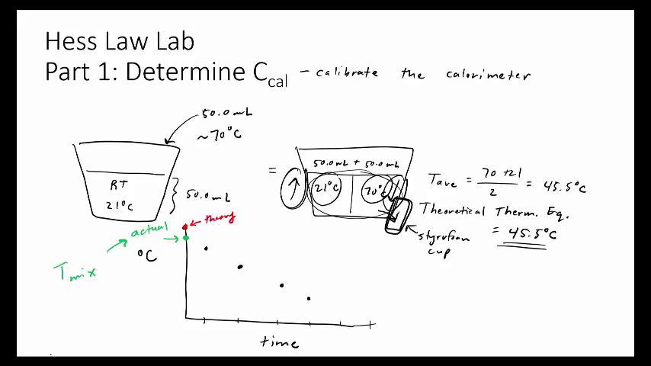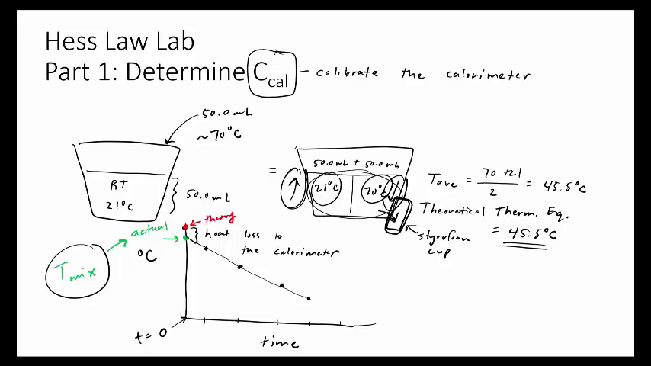The reason there's a difference between these two is because of heat loss to the calorimeter, to the styrofoam itself. The way you get this number is you graph these points and then extrapolate back to when time is 0. So this will be time equals 0 right here. This will allow us to eventually solve for C calorimeter, and we'll go over the calculations at another time.